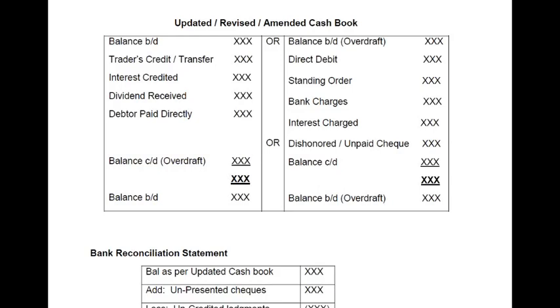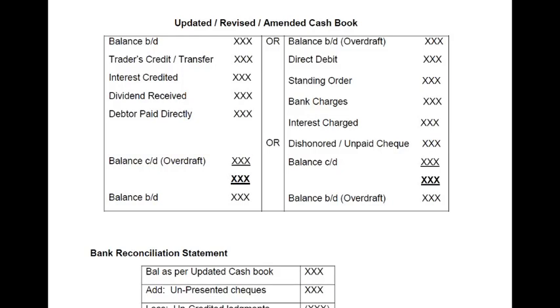I hope you are getting the point so far. Now another thing we need to discuss is that our bank account is an asset for us. If I have $100,000 in my bank account, I will show this as a debit balance, because this 100,000 is an asset for me.